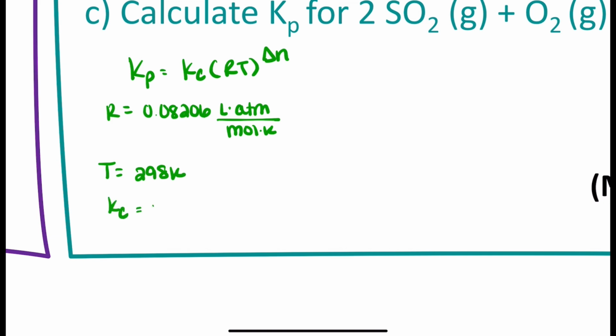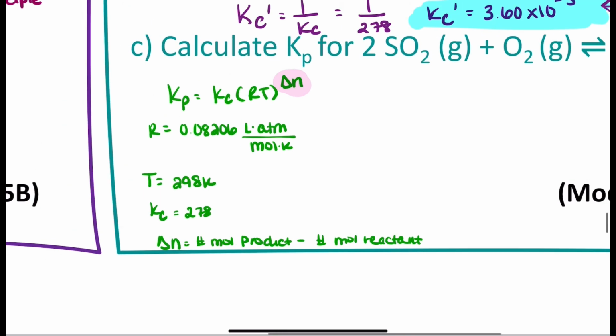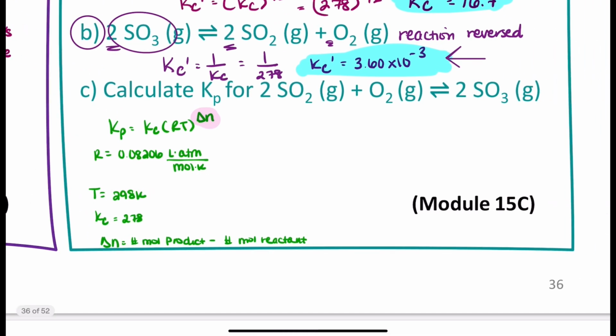I know the Kc value because we've been writing it is 278. But that change in n, how do I get that change in n? Change in n is number of moles on the product side minus number of moles on the reactant side. If I look at the reaction, I have 2 moles of product, and that is specifically gas moles. If I have any other species in there, I don't count them. But I have 2 moles on the product side of gases because everything in here is in the gas phase, and I have 2 plus an invisible 1 on the reactant side. I have 3 moles there, so my change in n is equal to -1.